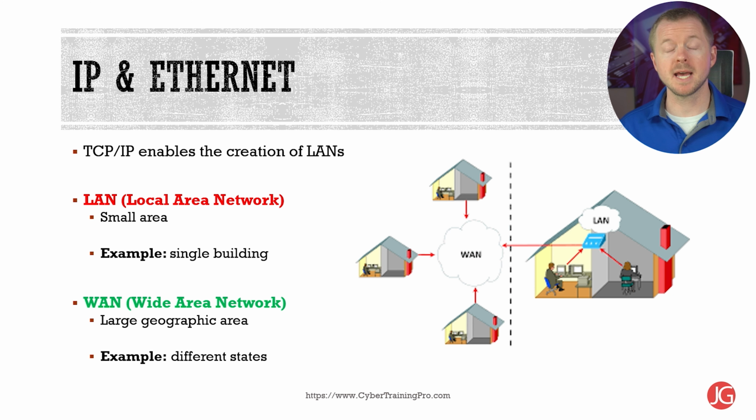Typically, when we talk about a LAN, we're referring to a small area, like a single building. But when we talk about a WAN, we're talking about a wider geographic area. For example, the United States. We might have a WAN that connects Miami, Florida with Los Angeles, California.